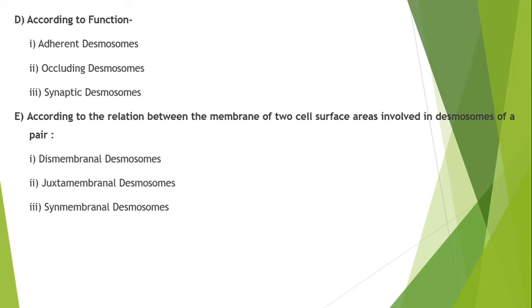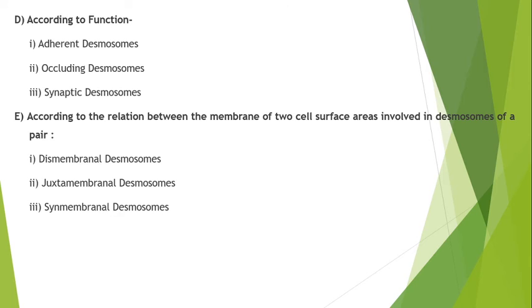Synaptic desmosomes provide low resistance to the passage of ions between the cytoplasm of two otherwise separated cells joined by the desmosomes. This is the synaptic desmosome.